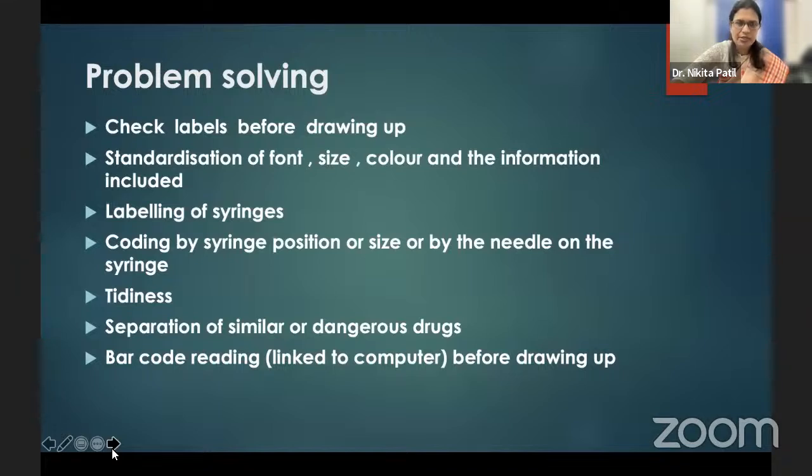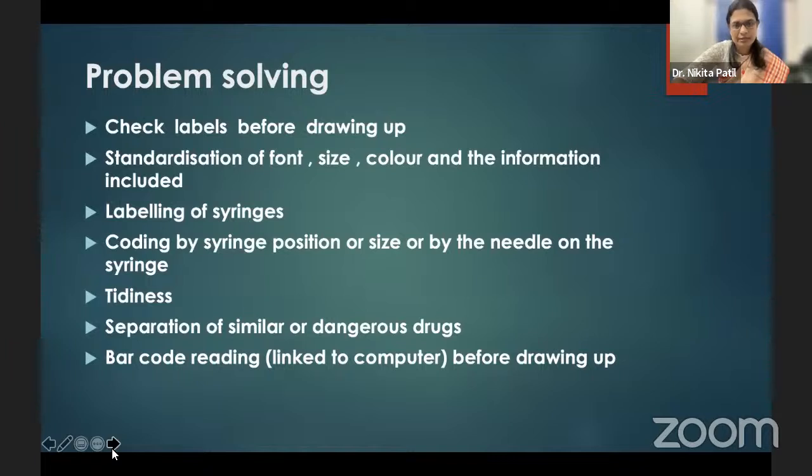Labeling of syringes. We can code definitely by the syringe position. We have a habit of keeping the depolarizing agent near the monitor in a horizontal position. Or we can use the size of the syringe, like 2 cc is for succinylcholine, 10 cc is for the induction agent, and 5 cc is more for sedation. We do this.